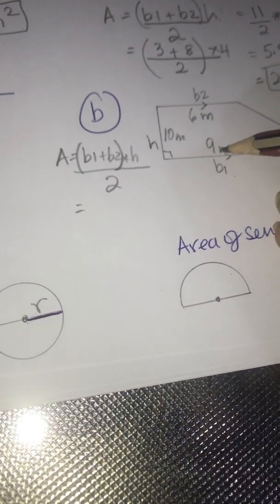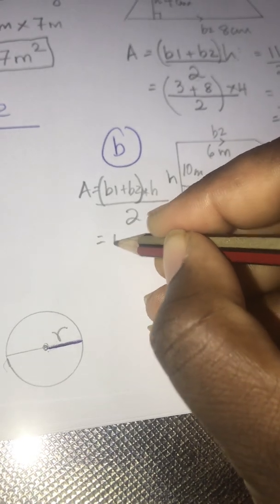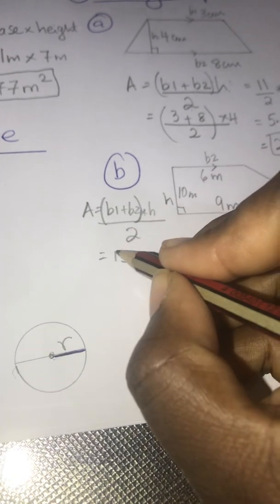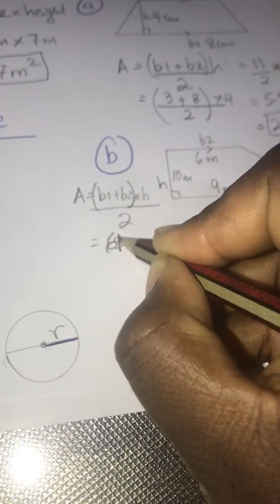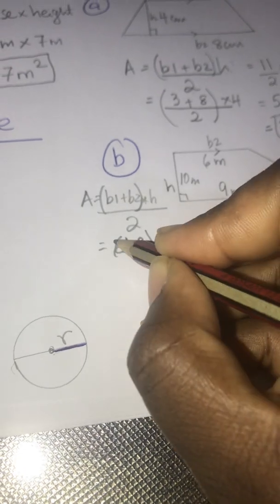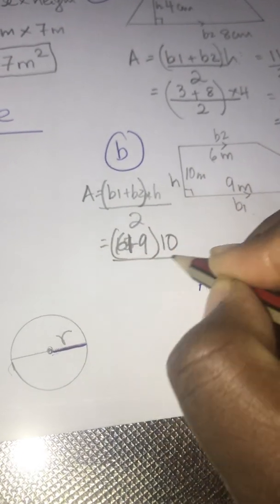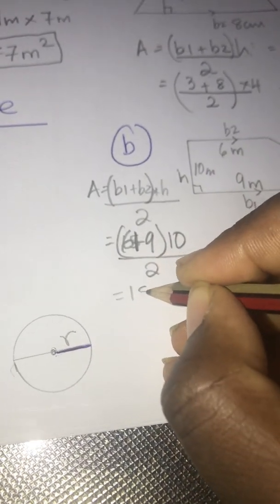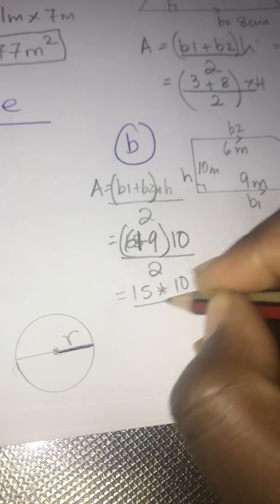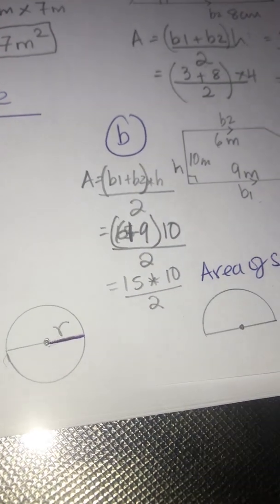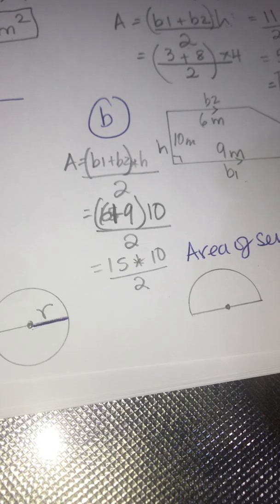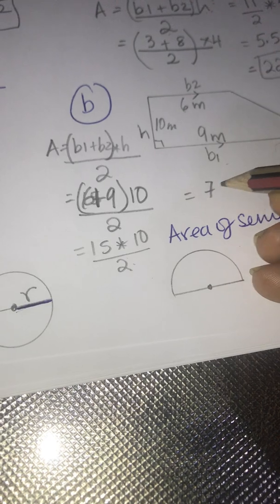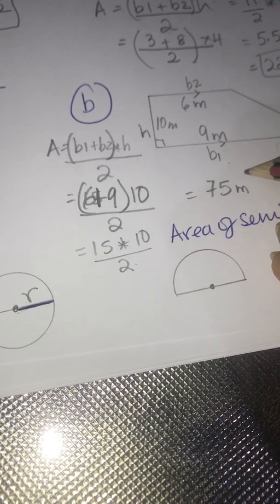Okay, 6 plus 9, that is 15. No, I should write what I'm doing. So 6 plus 9 multiply by 10, and then I divide by 2. 6 plus 9 is 15. 15 multiplied by 10, divide by 2. So that will be 75. Okay. So my answer is 75 meters squared.